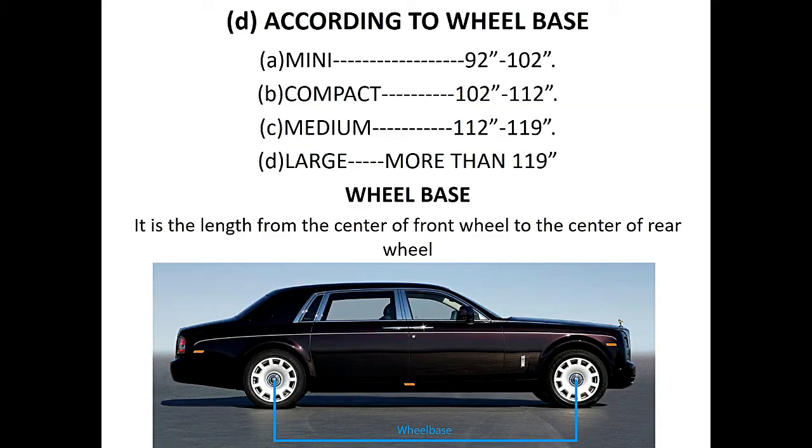According to wheelbase of the vehicle, the autobody can be further classified into mini wheelbase, 92 inches to 102 inches. The compact is 102 inches to 112 inches. The medium is 112 inches to 119 inches. And the large wheelbase is more than 119 inches. Wheelbase can be simply defined as the length from the center of the front wheel to the center of the rear wheel.